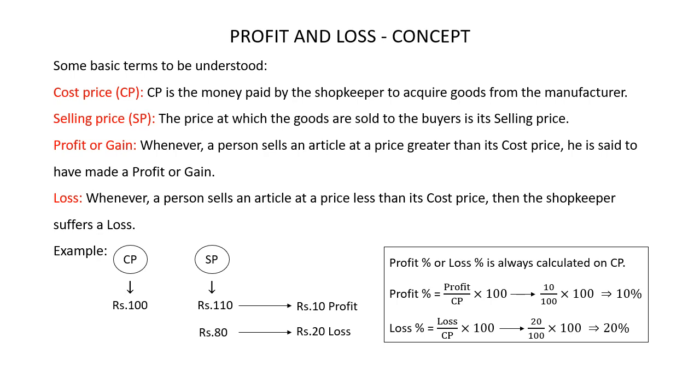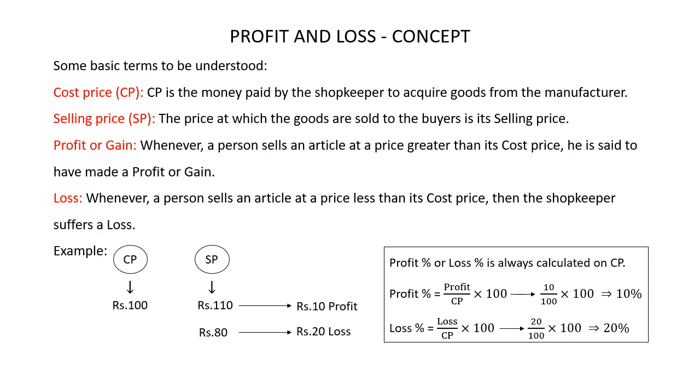Now let's learn how to calculate profit percent and loss percent. One thing you have to know is that profit percent or loss percent is always calculated on the cost price. Now the formula to calculate profit percent is equal to profit divided by cost price multiplied by 100. Now in this example, profit is rupees 10, cost price is rupees 100. Substituting these values in the formula, we get 10 divided by 100 multiplied by 100, which is 10%. So profit percent is 10% in this transaction.